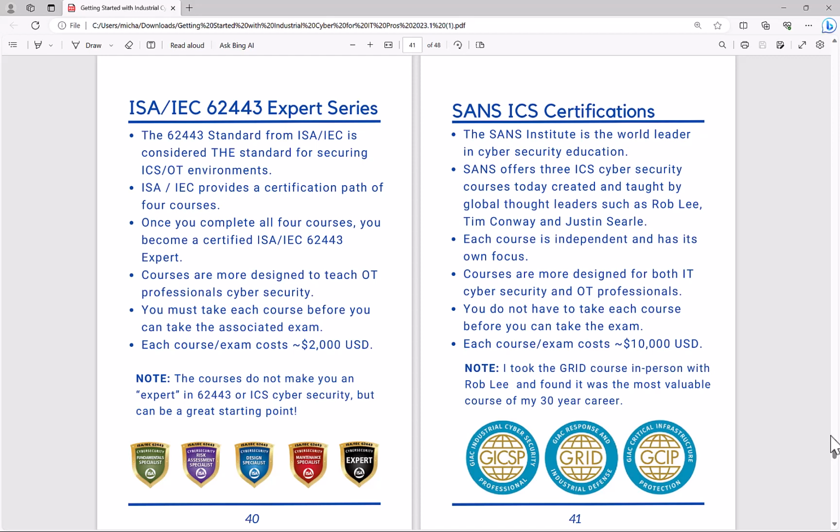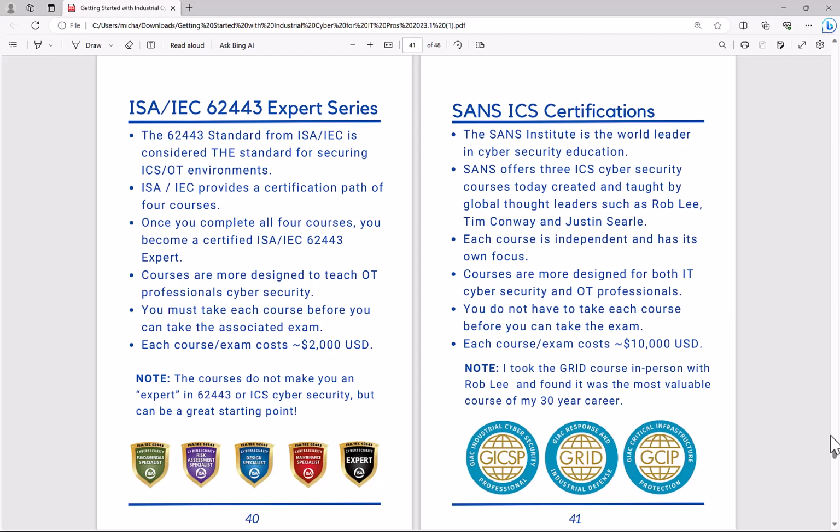And then if you take all 4 of those courses and exams, you actually get to become an ISA 62443 cybersecurity expert. That's the name of the certification. I hate the name because you're not an expert in any stretch of the imagination. I've been doing this for 10 plus years, and I don't call myself an expert either. It's a great certification to start.